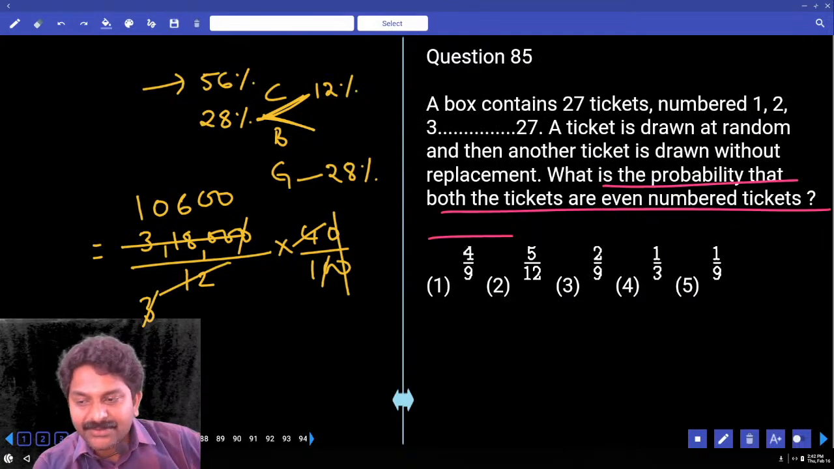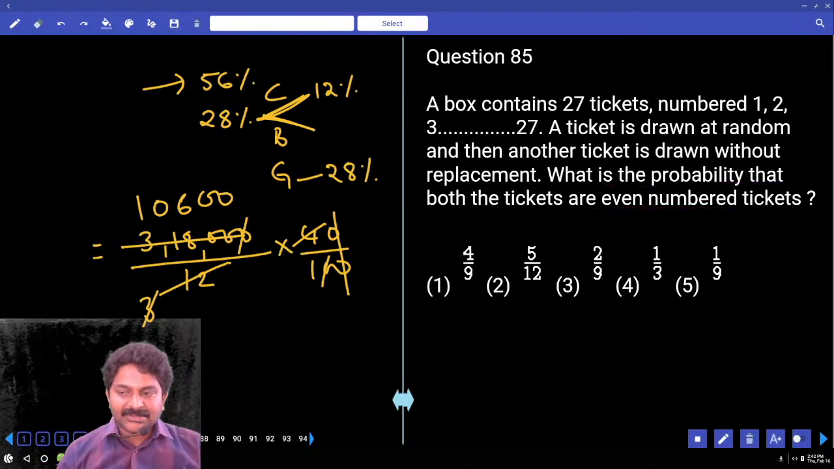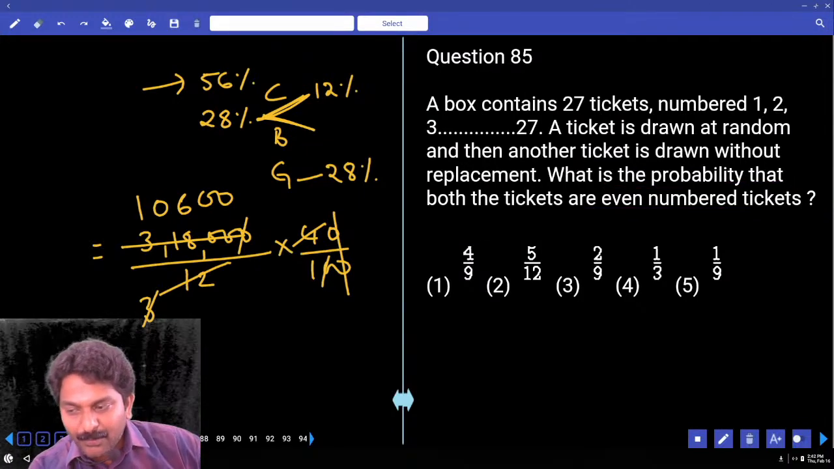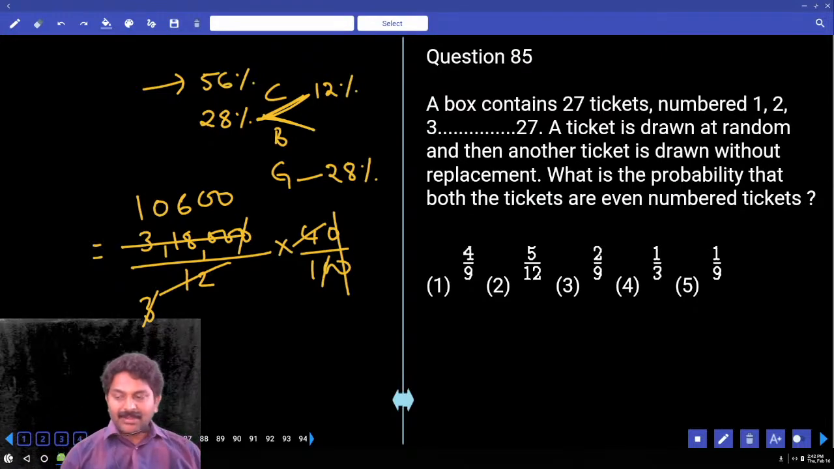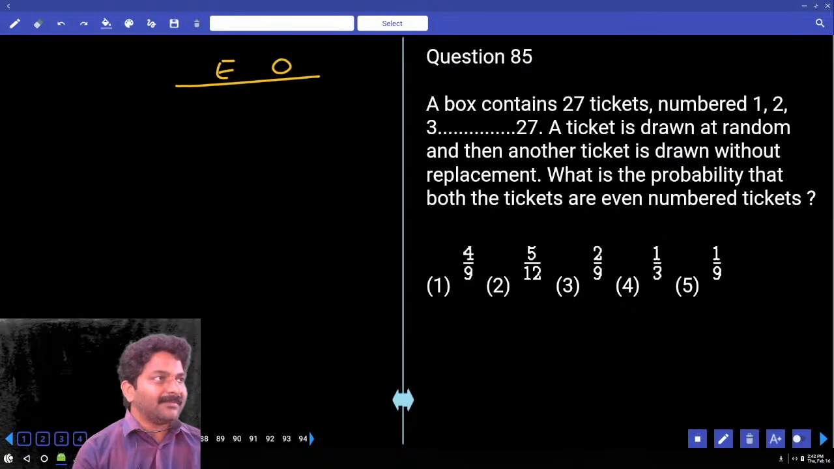A box contains 27 tickets numbered from 1, 2, 3 and so on 27. A ticket is drawn at random and then another ticket is drawn without replacement. What is the probability that both tickets are even numbers? Right. Total how many tickets are there? Out of 27, how many even and how many odd will be there?